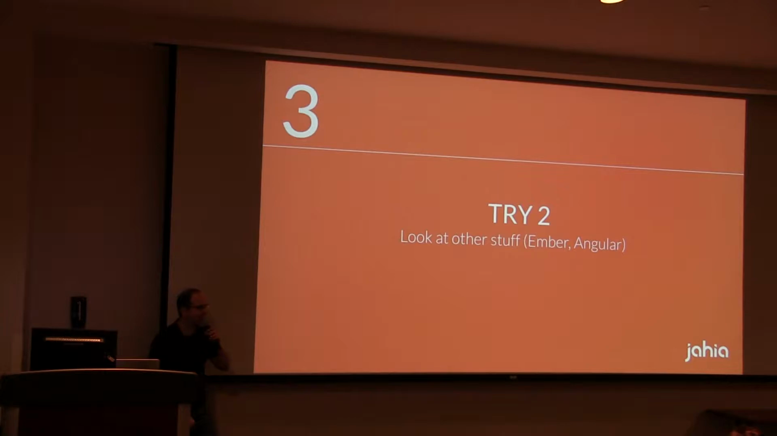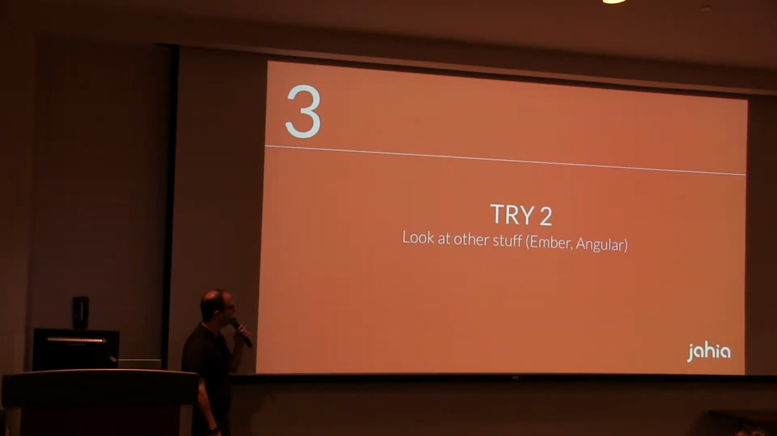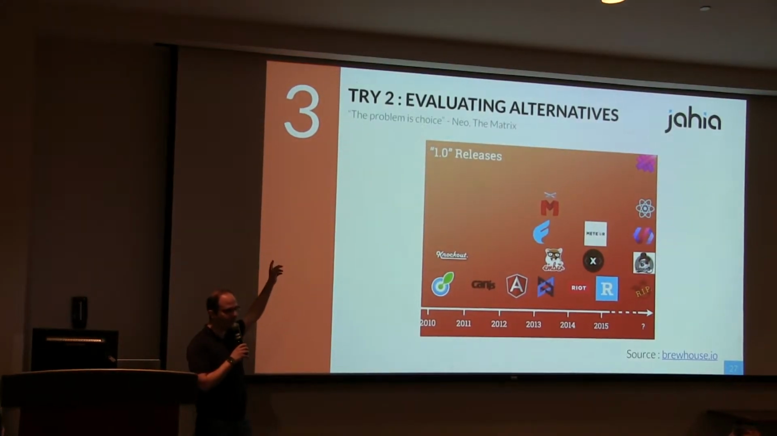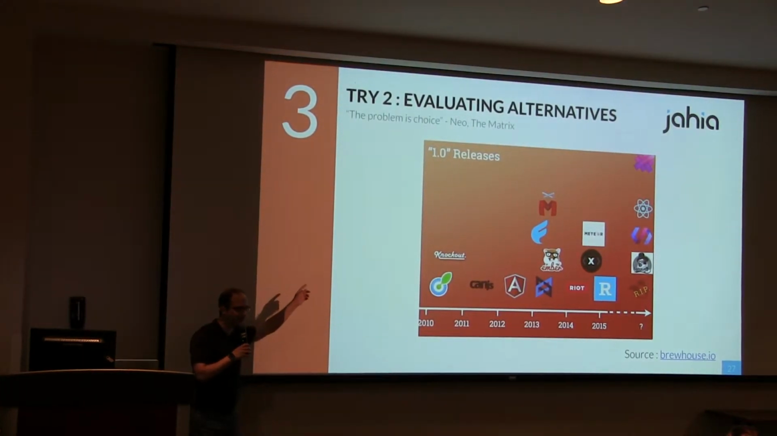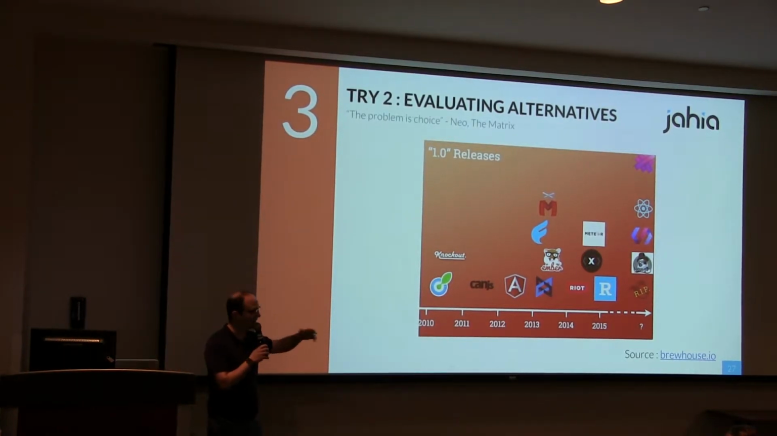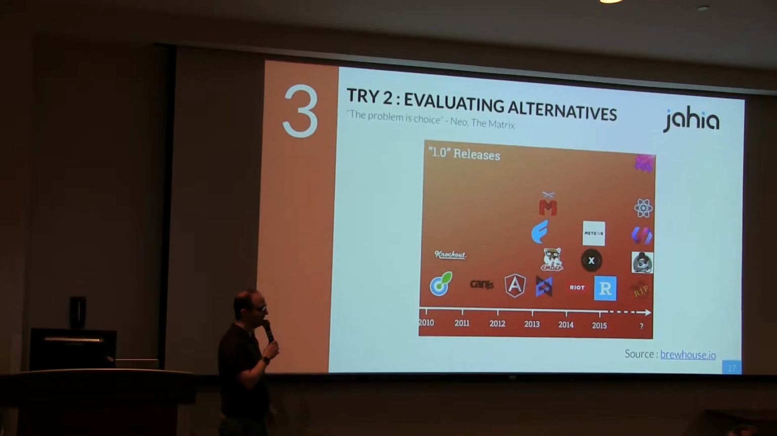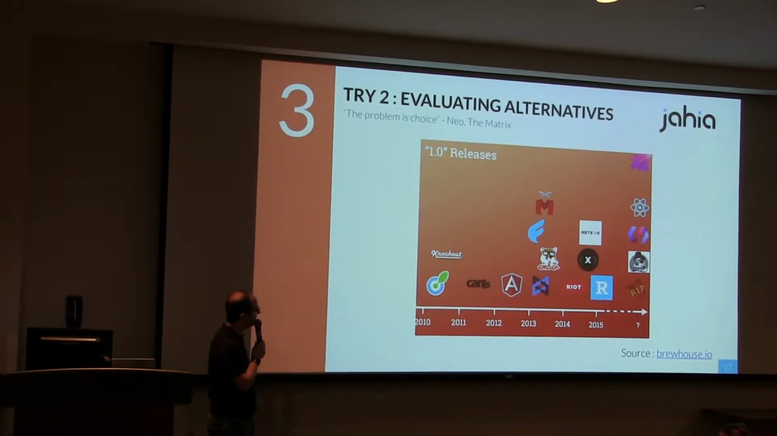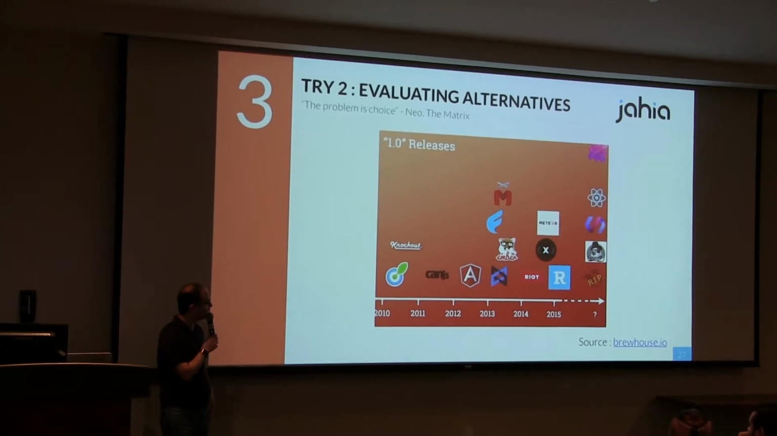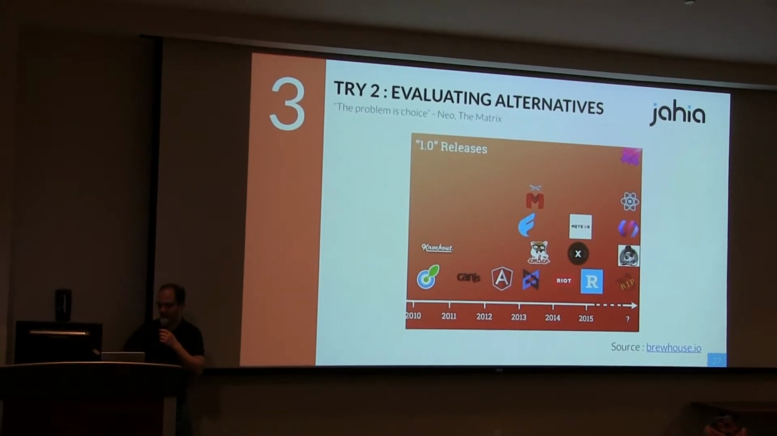So we said, okay, scrap that. Let's try again. Let's look at other stuff. So now, I like that quote up there from the Matrix. It says, the problem is choice. And honestly, with front-end technologies, I think most of you will agree with this. You really don't know what to choose sometimes. And so this is just a little bit of the choices you have. These are the dates of the 1.0 releases. But you can see that you can easily get lost in the problem of choice.